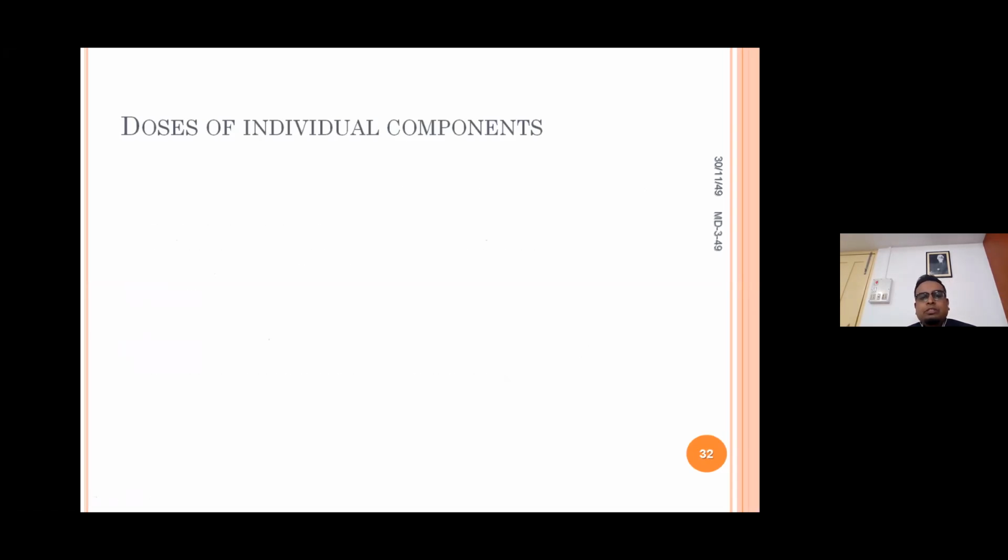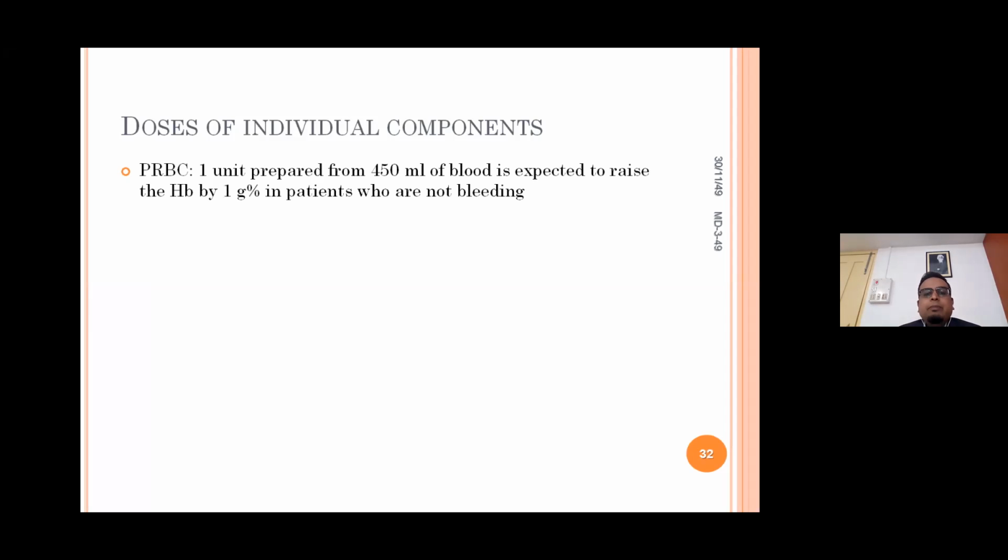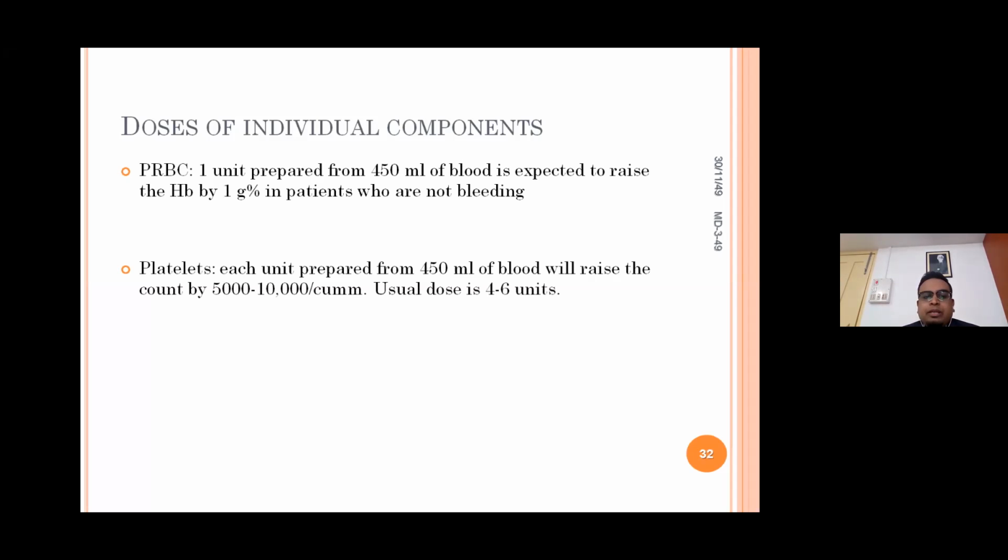Now coming to the doses of individual components, PRBC, 1 unit prepared from 450 ml of blood is expected to raise the hemoglobin by 1 gram% in patients who are not bleeding. Platelets, 1 unit will raise the count by 5,000 to 10,000 per cubic millimeter. So usual dose is 4 to 6 units. And FFP, the usual dose is 10 ml per kg of body weight.